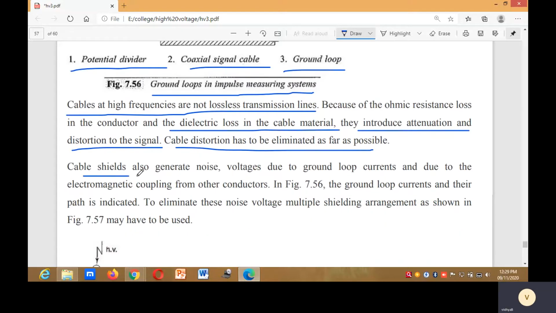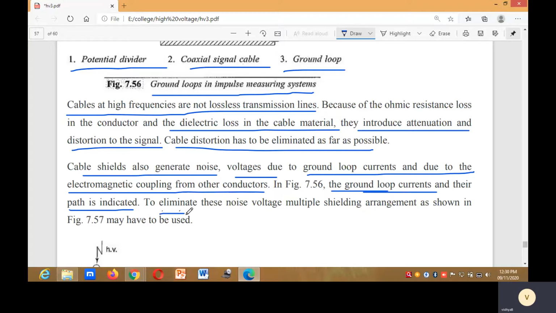The cable shield also generates noise voltages due to ground loop current and due to electromagnetic coupling from other conductors. The ground loop current and its path are indicated. To eliminate this noise voltage, a multiple shielding arrangement is used, as shown in the figure.